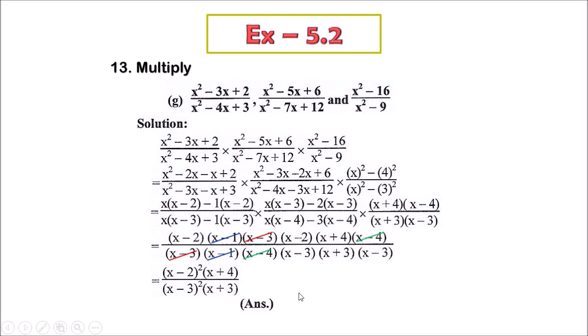So my dear students, I think you understand up to this. These are not so difficult. If you practice them a lot, I think it will be much easier for you.